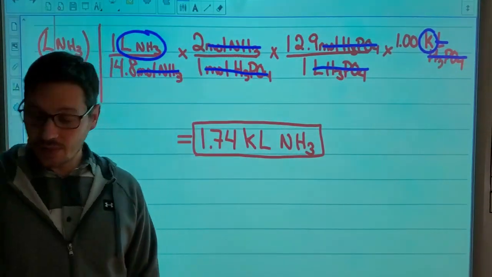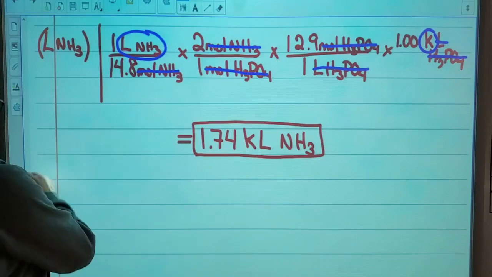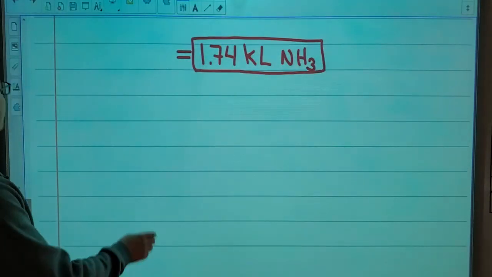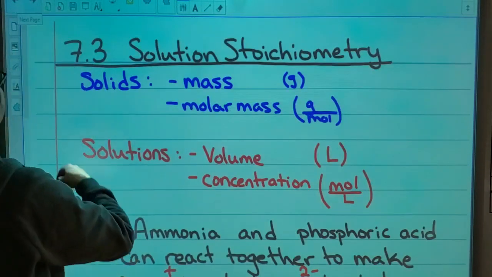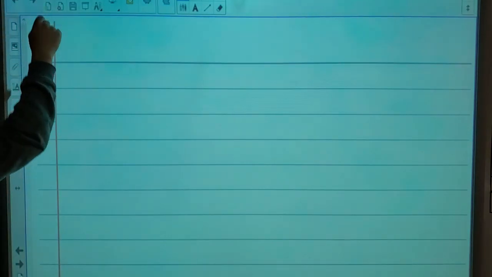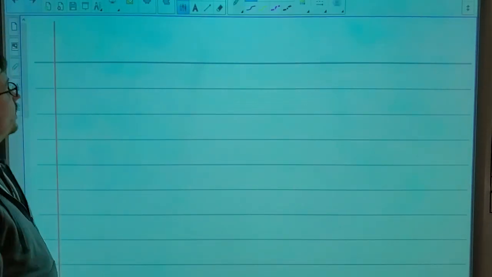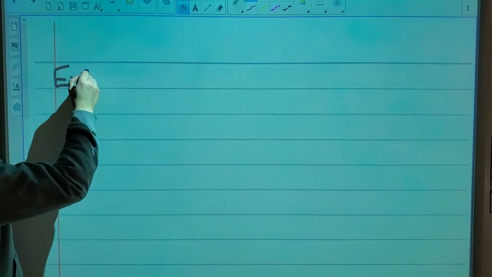So let's try another example. And this one's going to be a little bit quicker. Here, I'll go to a new page. So this is going to be example number 2.